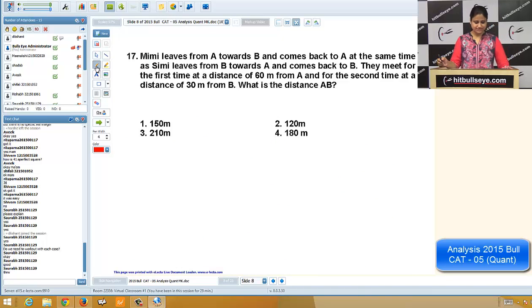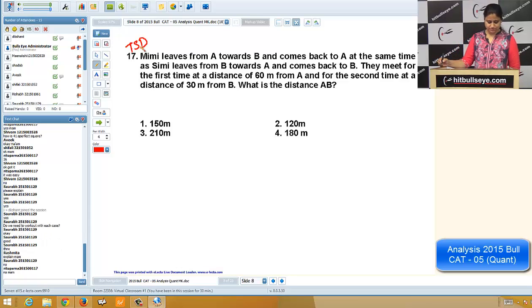Okay, question number 17. A good question on TSD. Yeah, any problem in this? Yes, Rashmita.